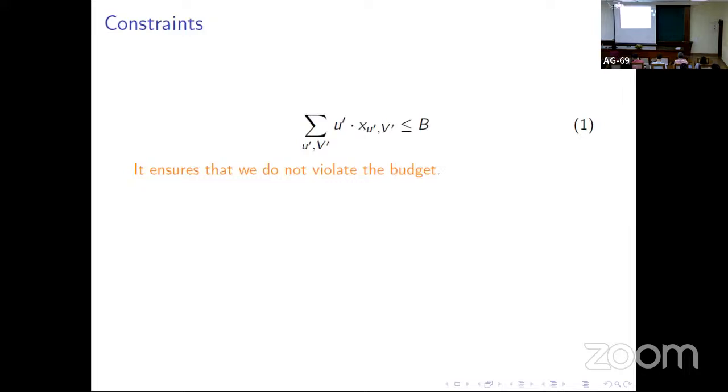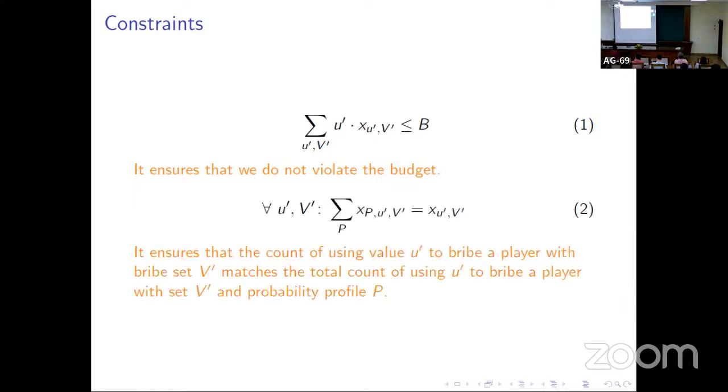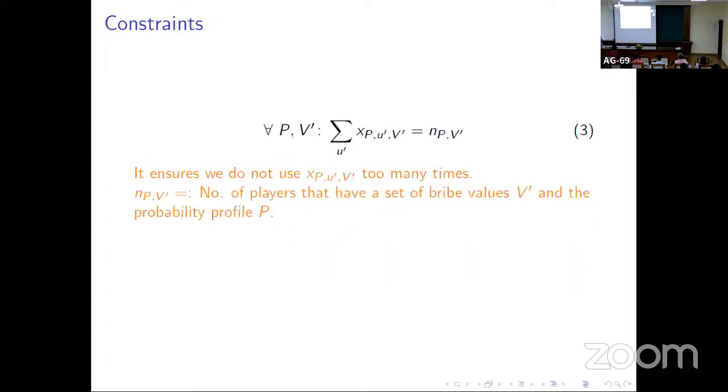We have 4 constraints. In the first constraint, we want to maintain the budget, and in the second, we want to say that u prime is used by these variables and u prime is also used by these variables. So we want to say that for every probability profile that corresponds to that set v prime, their summation is equal to x u prime v prime. Another is that we do not want to use one variable too many times, so we have this constraint. And lastly, we want non-negativity constraints.